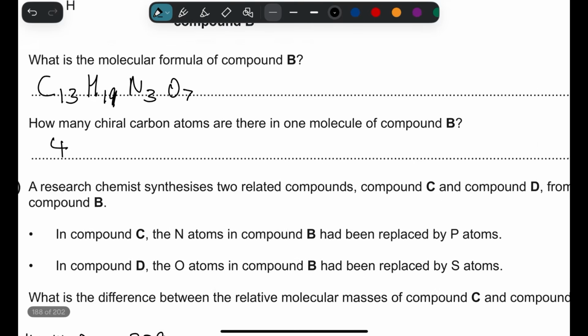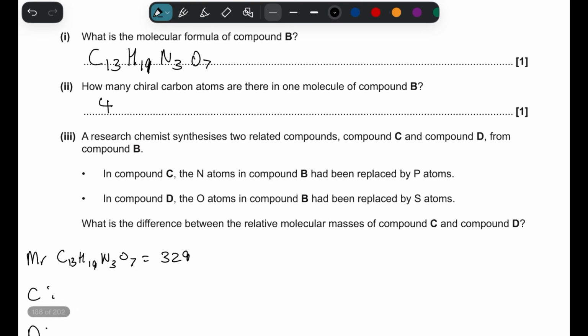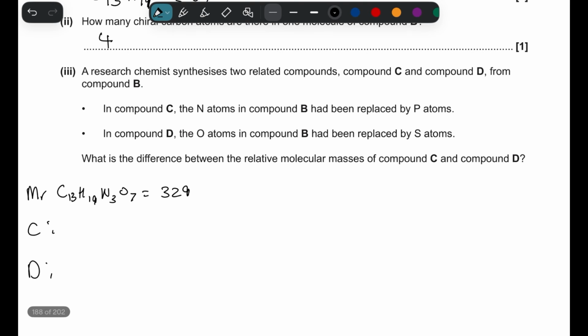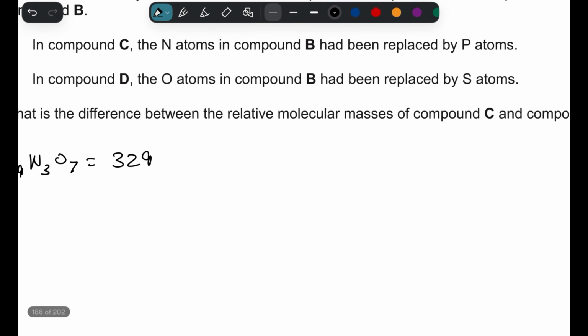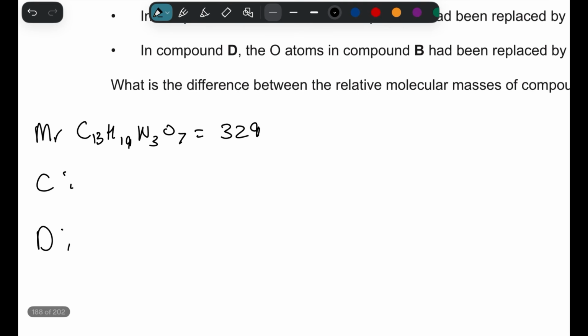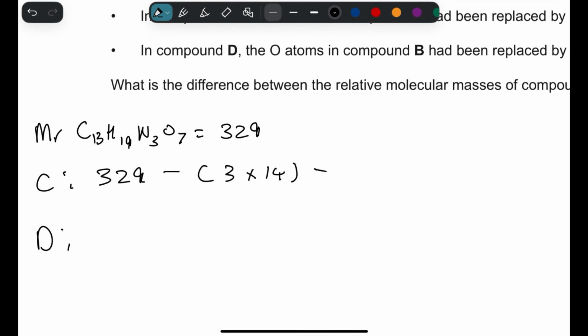And then in the synthesis of the compounds C and D, we can see here that the nitrogen in compound B is replaced by phosphorus, and in D, oxygen is replaced by sulfur. So if we find the difference of the relative molecular masses, the easiest way is to look at compound B. What's the molecular mass? 329. So in C, we removed the nitrogens and replaced them with phosphorus. So 329 minus 3 lots of 14, you get 287.